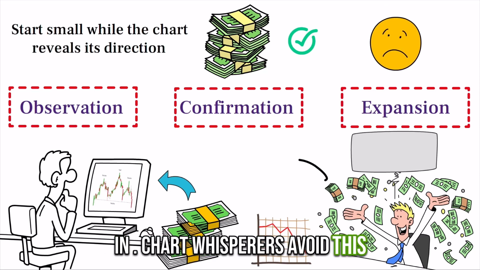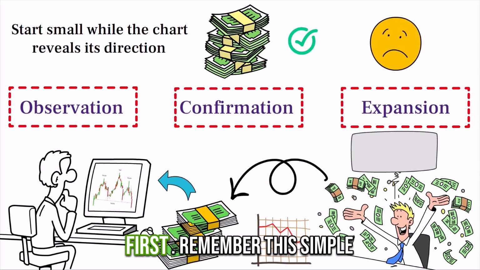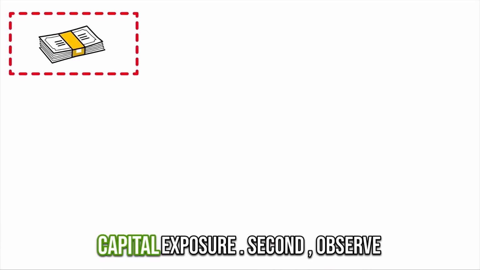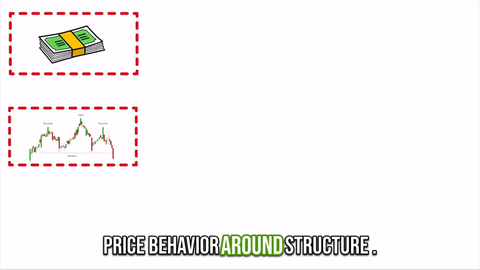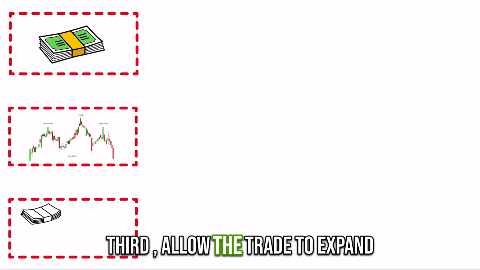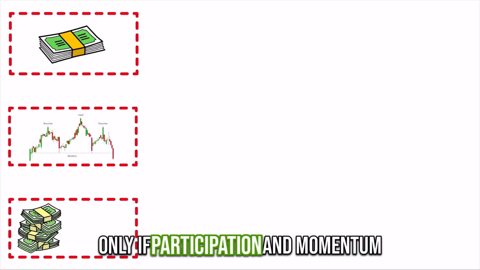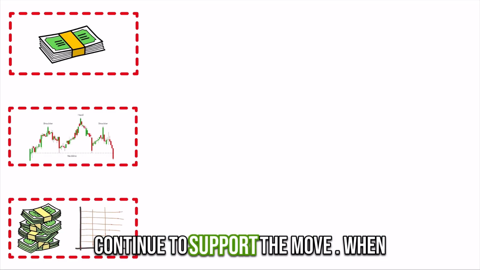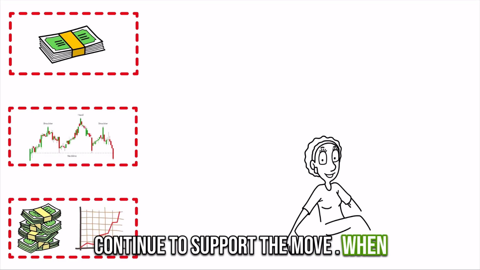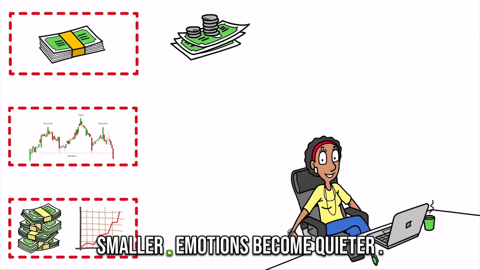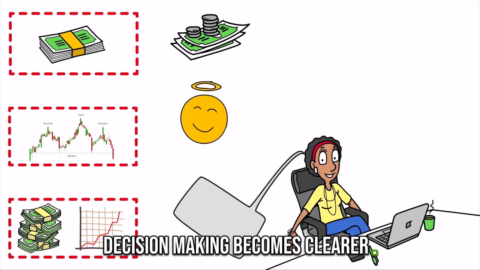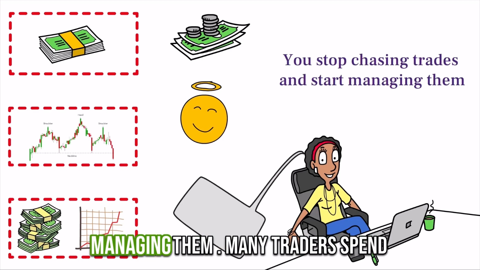Chart whisperers avoid this problem by controlling exposure first. Remember this simple framework. First, control your capital exposure. Second, observe price behavior around structure. Third, allow the trade to expand only if participation and momentum continue to support the move. When you trade this way, something powerful happens. Losses become smaller, emotions become quieter, decision-making becomes clearer. You stop chasing trades and start managing them.